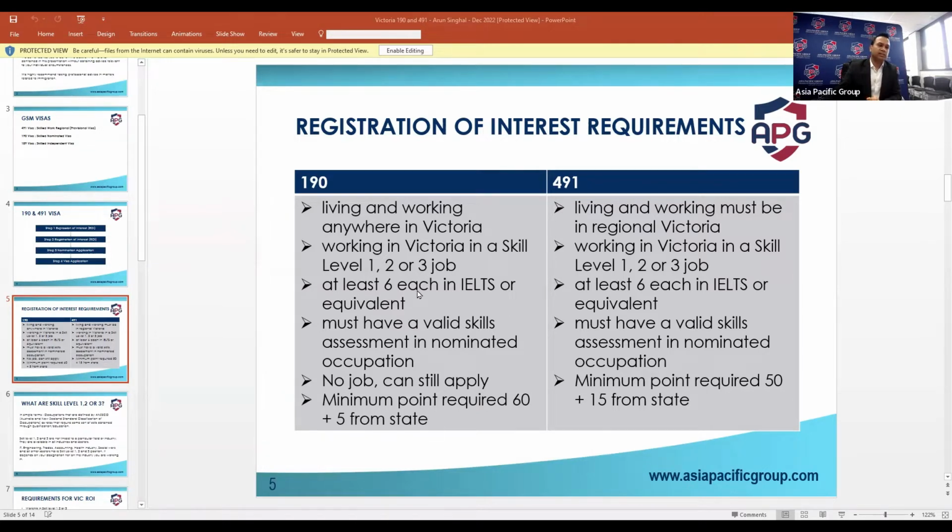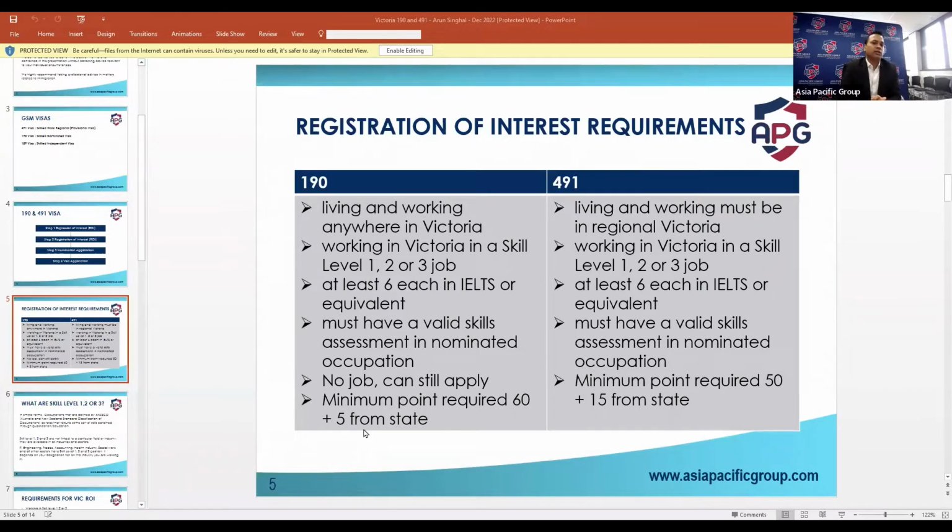You need at least 6 months of work experience, IELTS or equivalent, and a skill assessment in a nominated occupation. For Victoria, we don't have any specific nominated occupation list. Victoria invites every occupation that is on the PR list, in the SPSOL list or in the MLD list for the 190 visa. So even if you don't have a job in Victoria, you can apply for the 190 without a skill level 1, 2, 3 job. That is only possible for the 190. The minimum points we need is 65, including the state points.